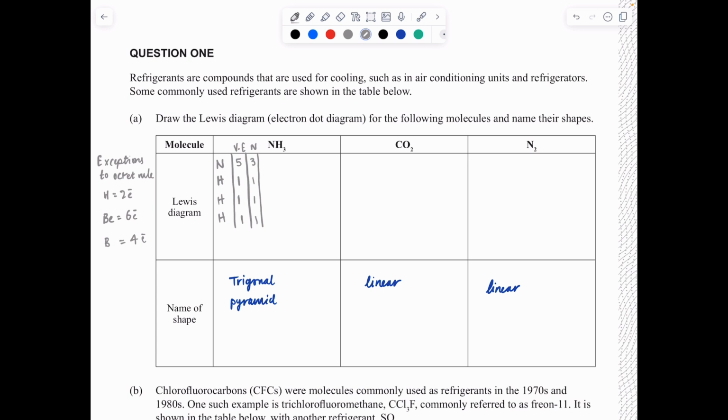Okay, the next step is to find the neediest atom. As we can see in our table, the neediest atom is nitrogen because it needs 3 electrons to have a full outer shell. So let's pop that in the center of our diagram. Hydrogens can go around the nitrogen like this.